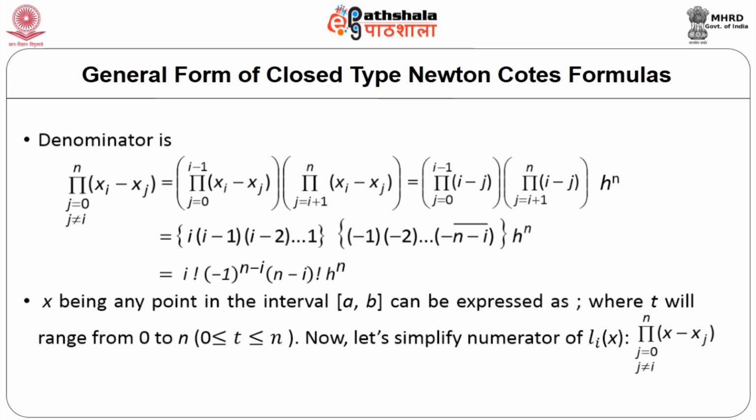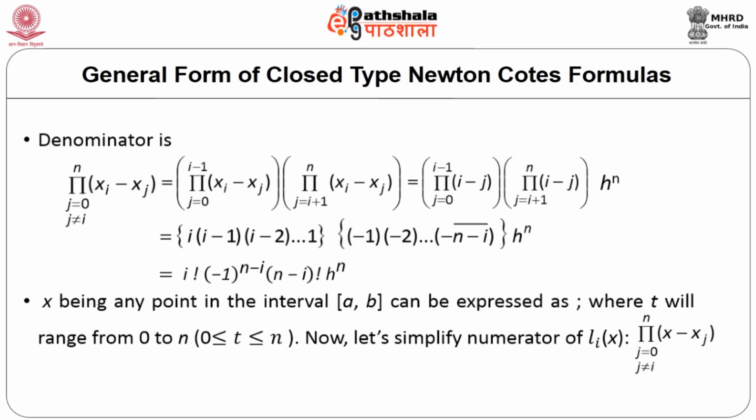Now the second factor, j is from i plus 1 to n, xi minus xj. Here j is i plus 1. So I get i minus (i plus 1), which is minus 1. The next term is j will be i plus 2. So the next term is i minus (i plus 2), which gives minus 2, and so on. So I get minus 1, minus 2, minus 3 up to finally j is n. So it is i minus n, or that we can write as minus (n minus i).